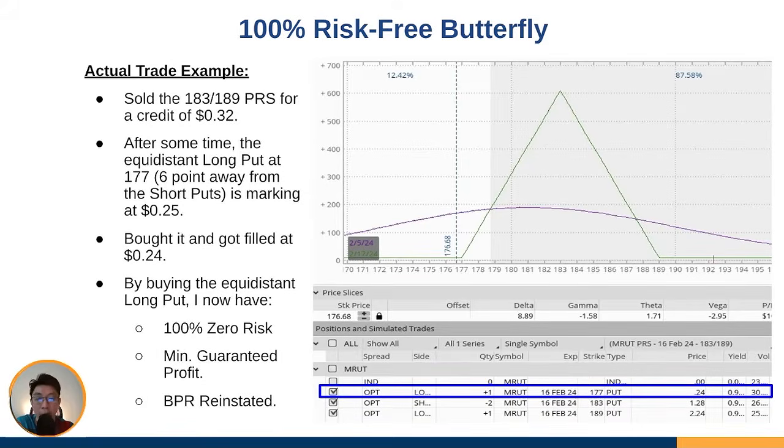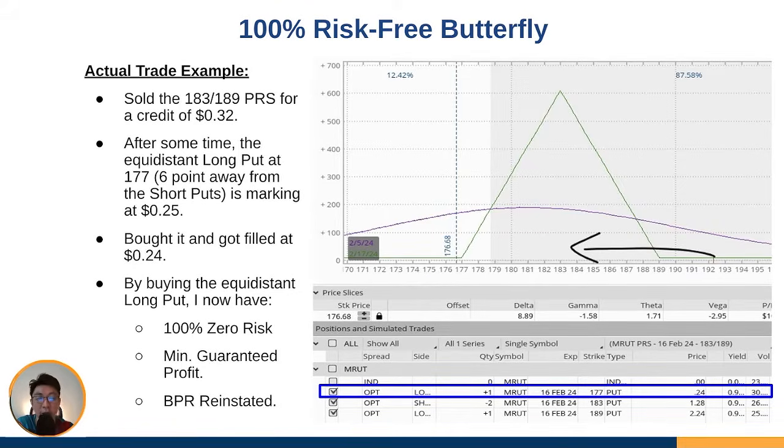Your buying power requirement is no longer used for this trade because you have pretty much turned it into a risk-free trade. So whatever was stuck previously for putting on this trade has now been released, and now you can put on another trade that you want to, and this structure is still on. This structure is still there for you for the possibility that the market can trade inside here and you can make much more than the minimum profit.